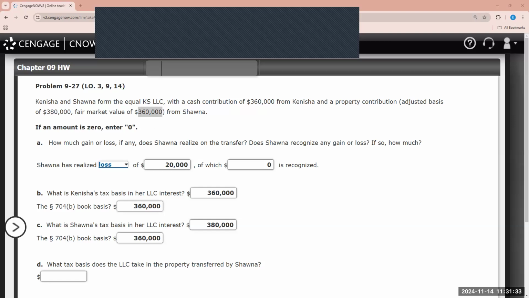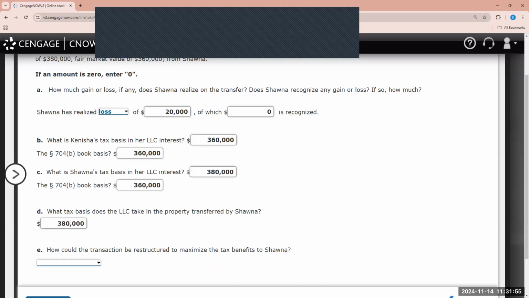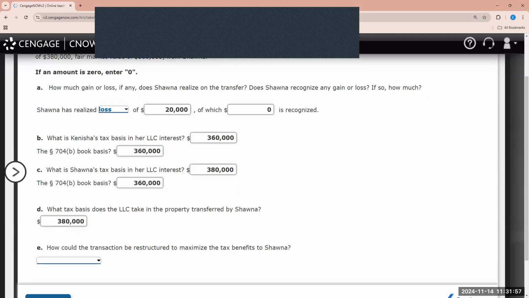And then this brings us to the last one, and it asks, what tax basis does the LLC take in the property transferred by Shauna? And as we saw in the previous problem, the partnership takes on the partner's or the member's adjusted basis, which for Shauna is $380,000. So this basis carries over to the LLC.